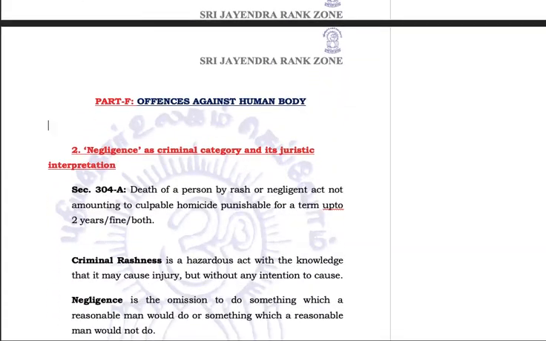Now we will go to offenses. What are the offenses? Offenses are distributed in different parts of the Indian Penal Code. The first part deals with offenses against the human body. Firstly, it begins with offenses against the human body. What could be the offenses against the human body?